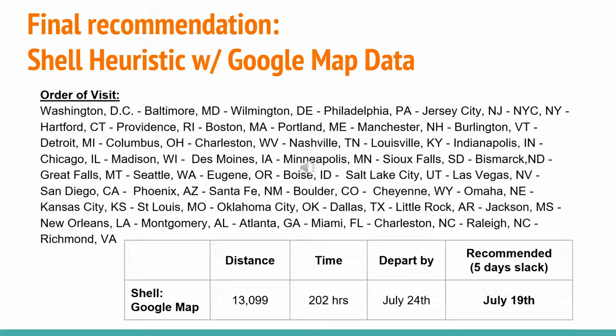So our final recommendation is to use the shell heuristic with Google Map data. For reference, here are all the cities in order of visit, starting from Washington, D.C., ending in Richmond, Virginia for our return back to Washington, D.C. This gives the shortest distance and time for driving, and we have to depart by the 24th at the latest, but the recommended time would be the 19th to have some slack, as mentioned previously.